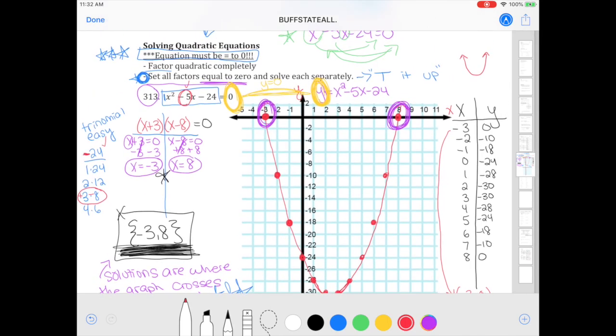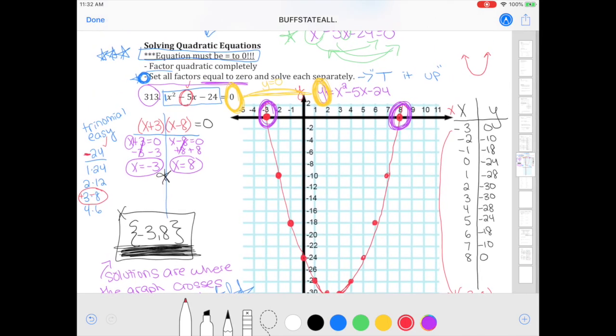Okay, so we are now using what we learned about factoring to solve equations. That was this piece right over here. So you always want to make sure it's equal to 0. You factor it, and then you tee it up. We'll do a lot more examples of that today.